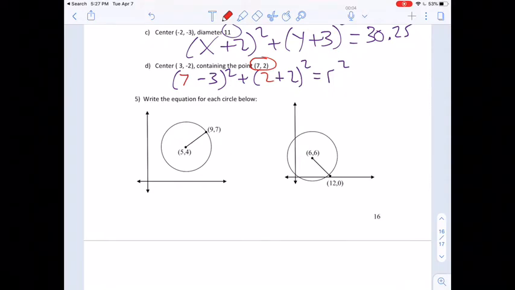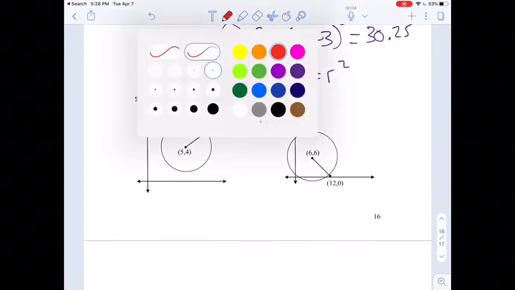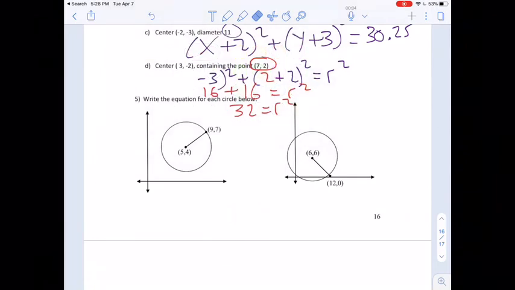Now I'm going to figure out what all this equals. 7 minus 3 is 4, squared is 16, plus 2 plus 2 is 4, squared is 16, and 16 plus 16 is 32. 32 equals r squared. I don't actually have to find r. R is the square root of 32, but in my equation, I want r squared. So r squared equals 32. So now I go back and I get rid of some of this red stuff here, and I say, okay, let's get rid of that, let's get rid of that, and let's get rid of this r squared.